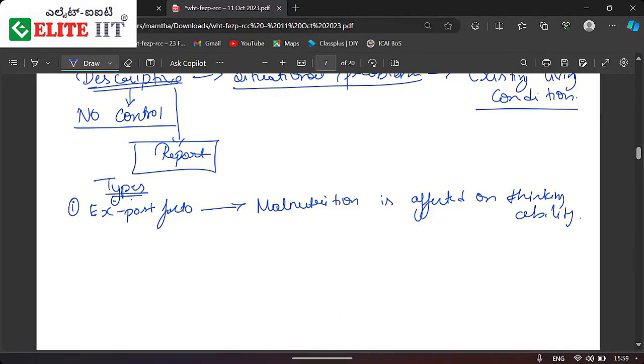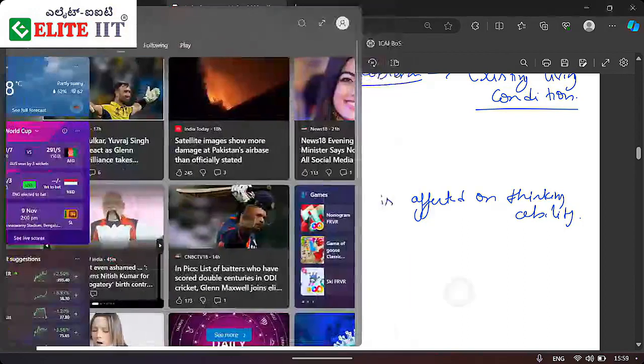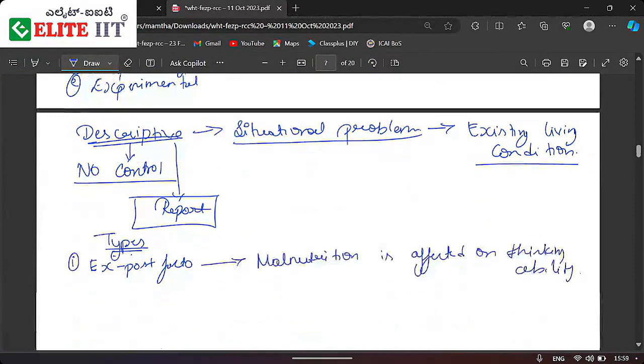Look over here, under ex post facto, as I said, it is quasi experimental. As an individual, you will be entirely looking at the dependent and independent variables. What is a dependent and independent variable? Look here, this is malnutrition and this is thinking capacity. For example, when I am not given proper food and when I am not getting proper sleep, this entirely affects my thinking ability, right? This is what I am going to check in detail. I think you people are getting the point, right? So this is how you will come across research. That's what I said, right?